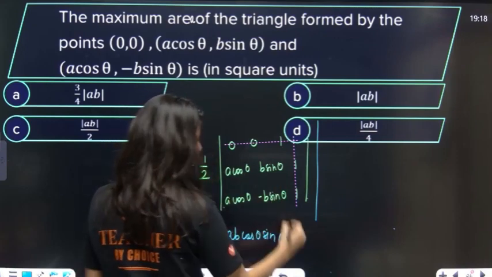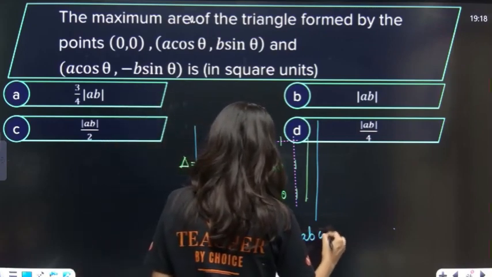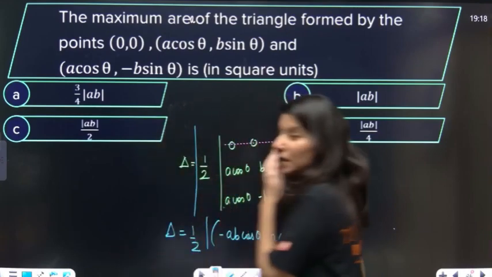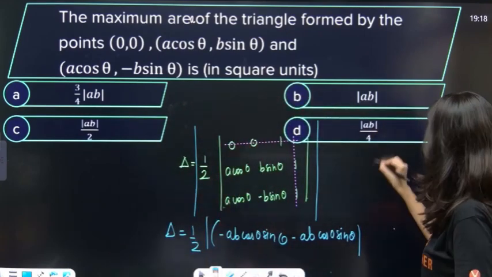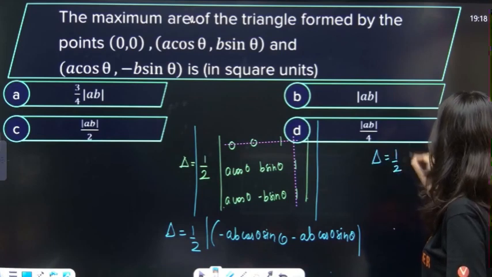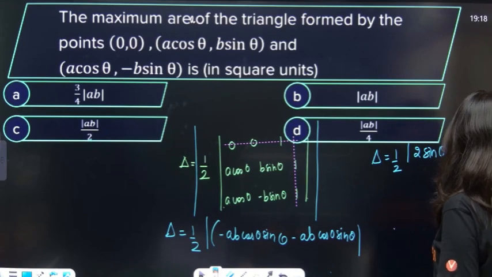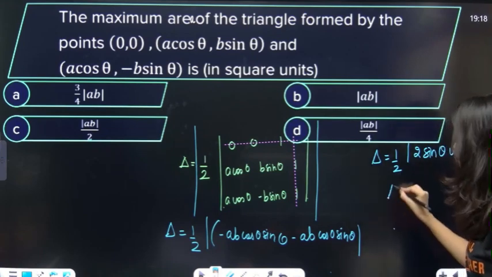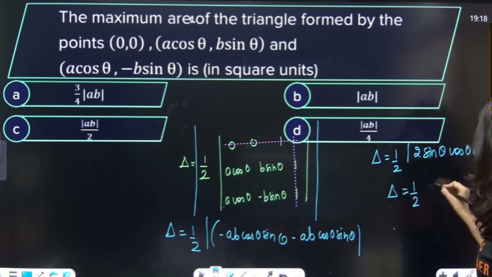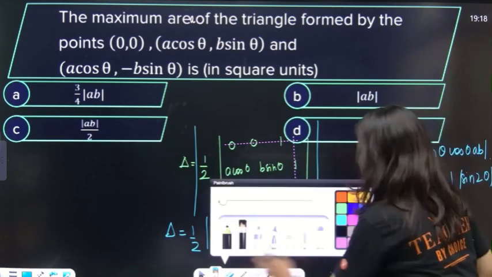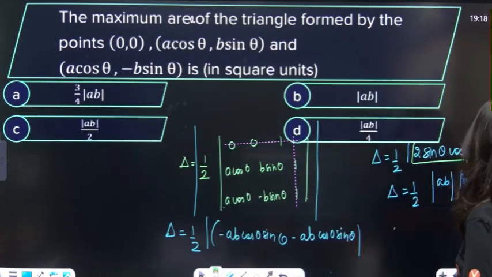Minus AB cos theta sin theta, minus AB cos theta sin theta. You know that modulus is already there, so there is no need of the minus sign. So delta is equal to 1 by 2 mod of 2 sin theta cos theta and AB is also there. So delta is nothing but half mod of AB and mod of sin 2 theta. Yes or no? Because 2 sin theta cos theta is what?